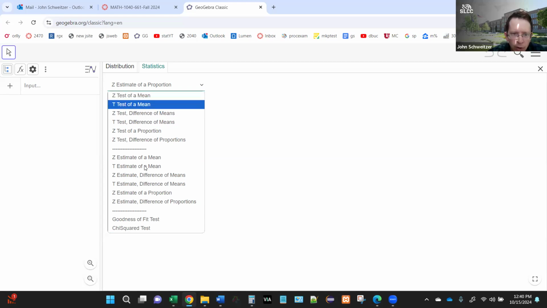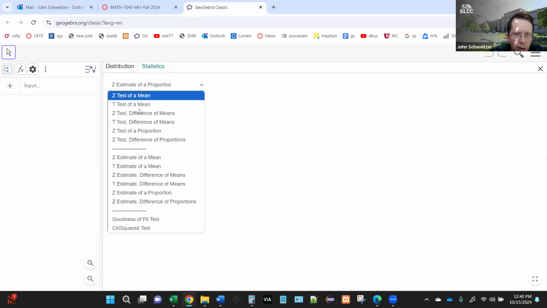We're not doing a confidence interval. Confidence intervals are estimates, so we can discard all of these, right? So it's going to be one of these. Then we think about the type of data we have. We said that sleep amount is quantitative, so we're up here with the means.